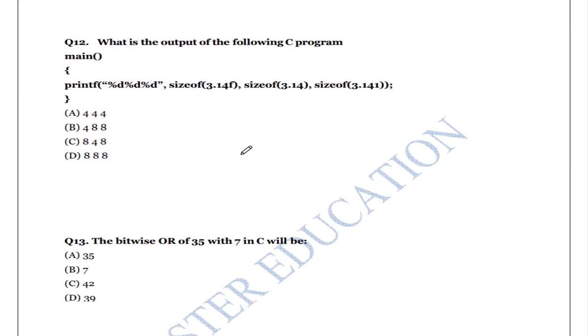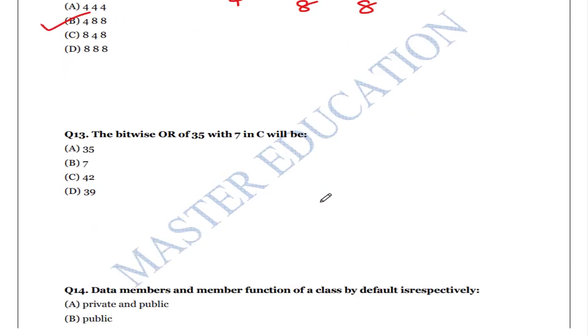The next question. What is the output of the following C program? Main, printf %d %d. So the size of float is 4, and if it is not specified, this will be considered as double or long. So now the size of this value is 8. So option B is the correct answer.